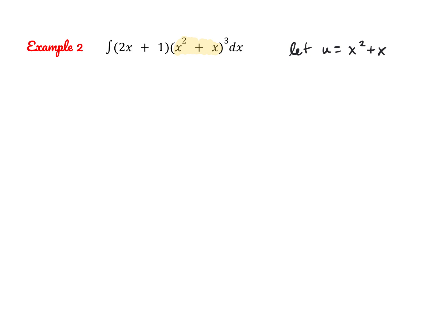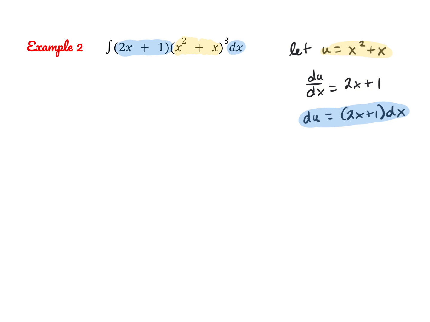So if we're defining that as u, then we know that du/dx equals 2x plus 1. So du equals 2x plus 1 dx. So now we're going to substitute. So I'm going to substitute 2x plus 1 dx, all of this, with du. And I'm going to substitute all of this with u. So then we have the integral of u cubed du.